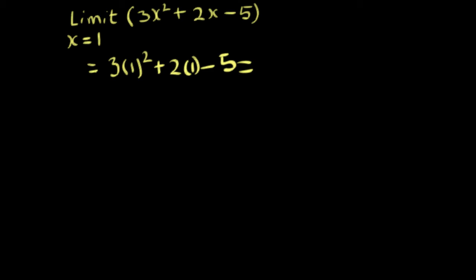1 squared will still give me 1, then 2 times 1 will still give me 2, and 3 times 1 will still give me 3. So I can go ahead and write 3 plus 2 minus 5. 3 plus 2 gives me 5, minus 5. That will give me 0. So our final answer here is 0.